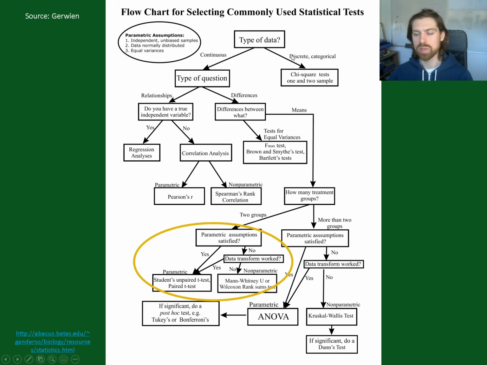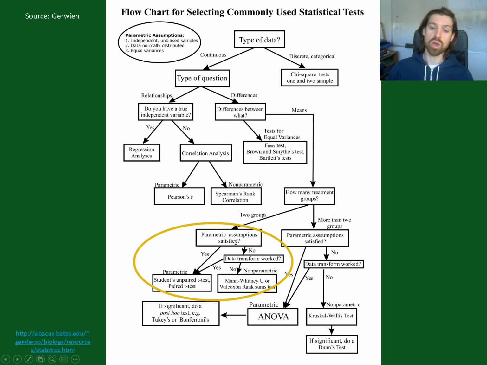So for example, later in the term, we'll be focusing on discrete and categorical data. Today, we're focusing still on continuous like we were last week. We're focusing on differences. And for many of the tests today, we're focusing on the difference of means. And we've got today multiple treatment groups. So let's say there's two groups.